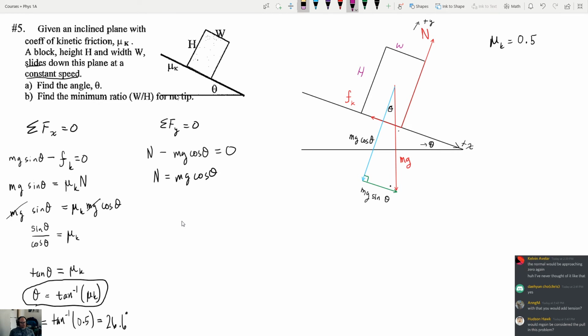Yeah, you'd have tension. Yes, Hudson, that's right. mg sine theta is like the pull, exactly.